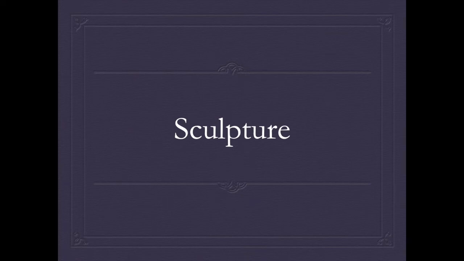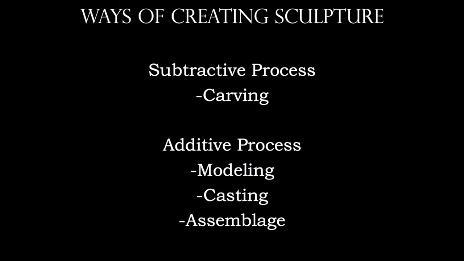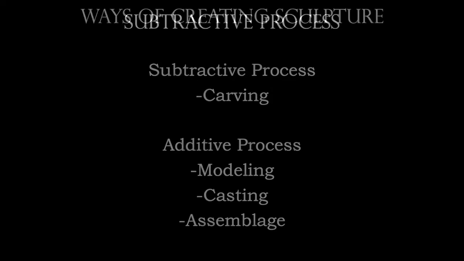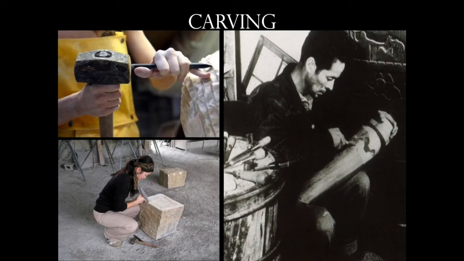In tonight's lecture, we're going to be talking about sculpture. And there's a couple different ways that sculpture can be created. We have the subtractive process on one side and the additive process on the other. We're going to talk about the subtractive process first. And in the subtractive process, there's only one subcategory, and that was carving.